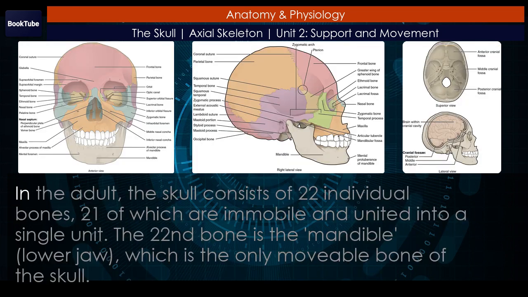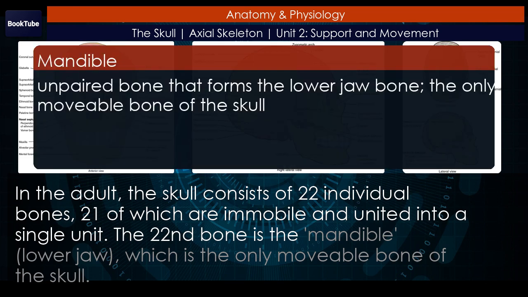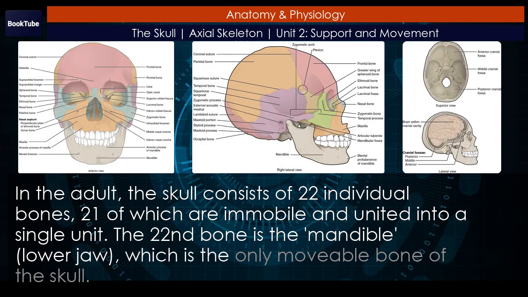In the adult, the skull consists of 22 individual bones, 21 of which are immobile and united into a single unit. The 22nd bone is the mandible, the lower jaw, which is the only movable bone of the skull.